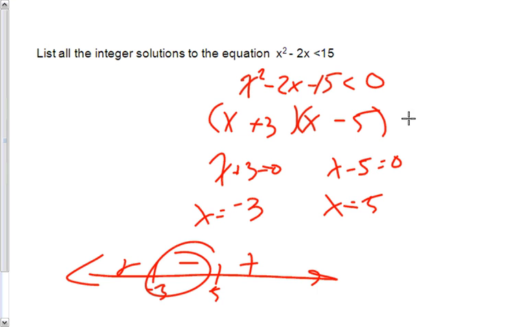So this one said list the integer solutions, follow the direction. So we want the numbers between negative 3 and 5, but we can't include the endpoints because it's not equal to. So name the numbers that are between negative 3 and 5, not including them, that are integers. Well, it's just negative 2, negative 1, 0, 1, 2, 3, and 4. Those are the possibilities.